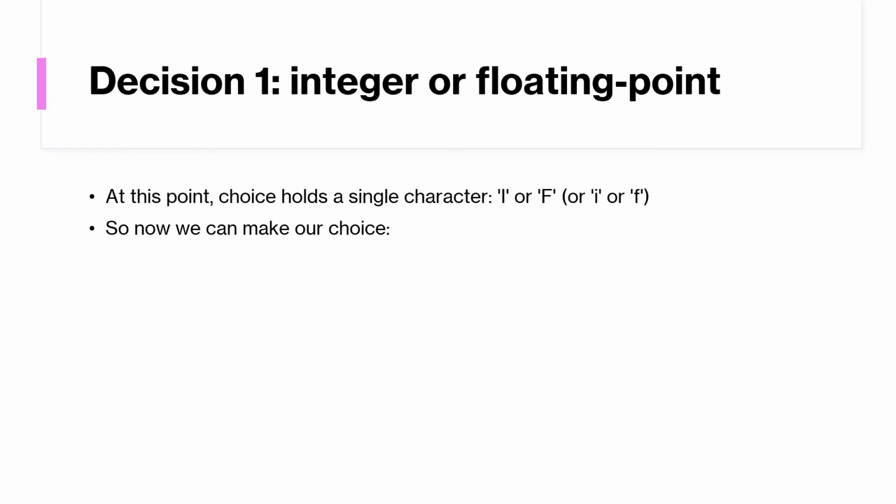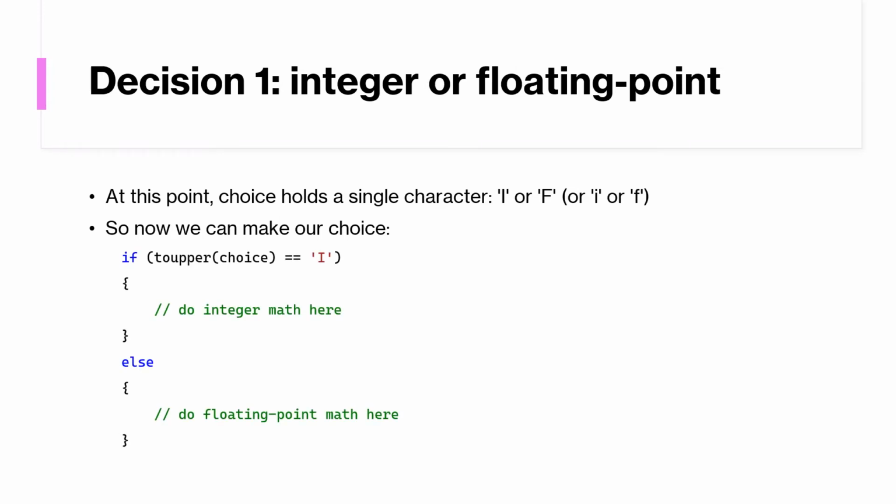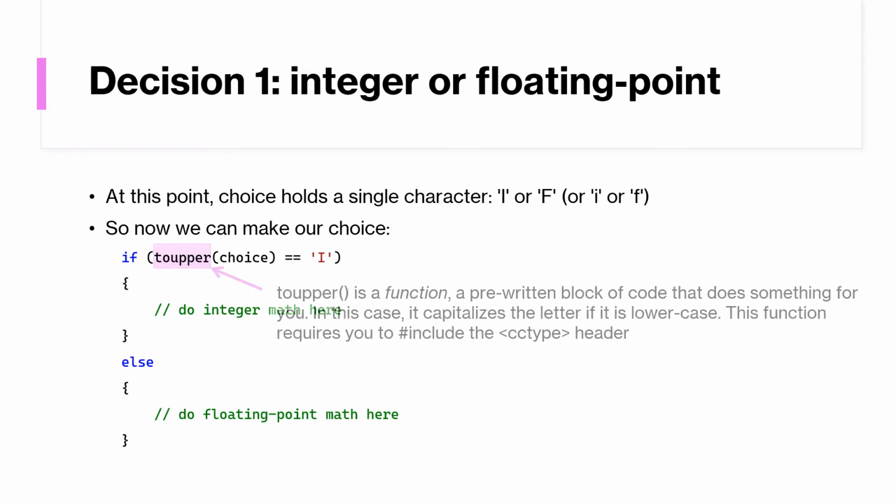So now we can make our choice. Okay, if choice is I, then we're going to do the integer math part of our problem. Else, we're going to do floating point math. So we're not actually going to check to see if the user typed F. We're just going to assume that anything they typed other than I is safe to do floating point math.